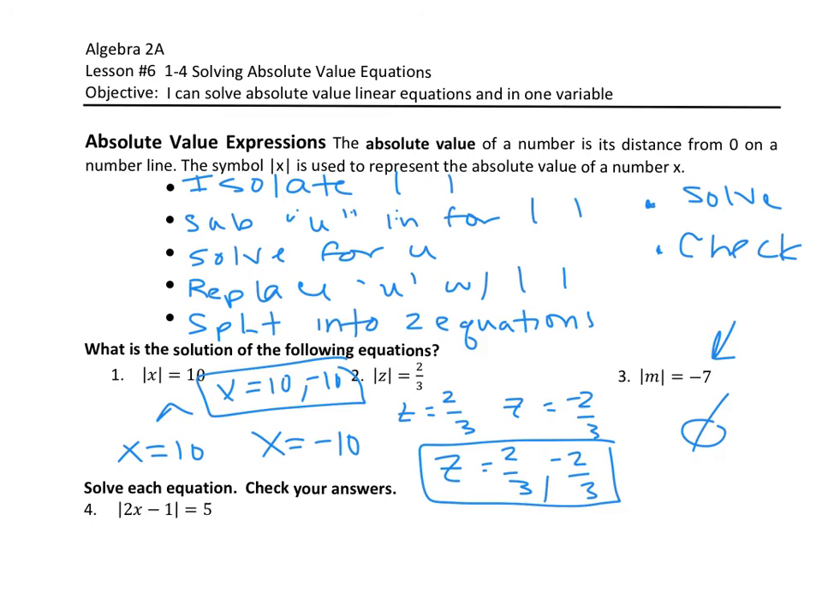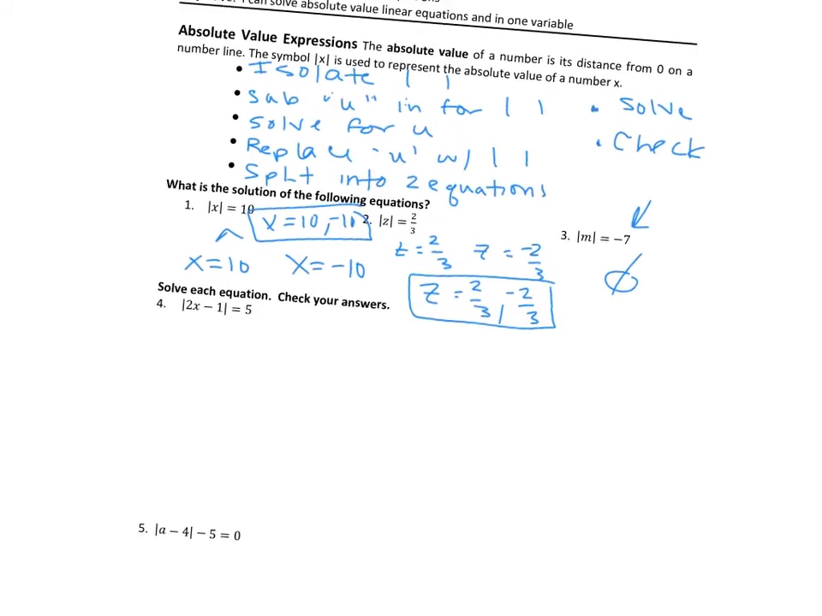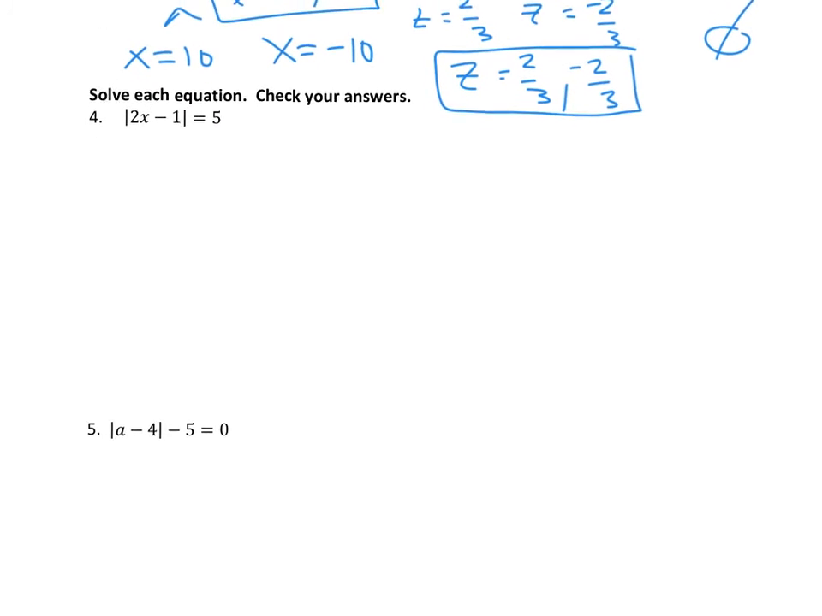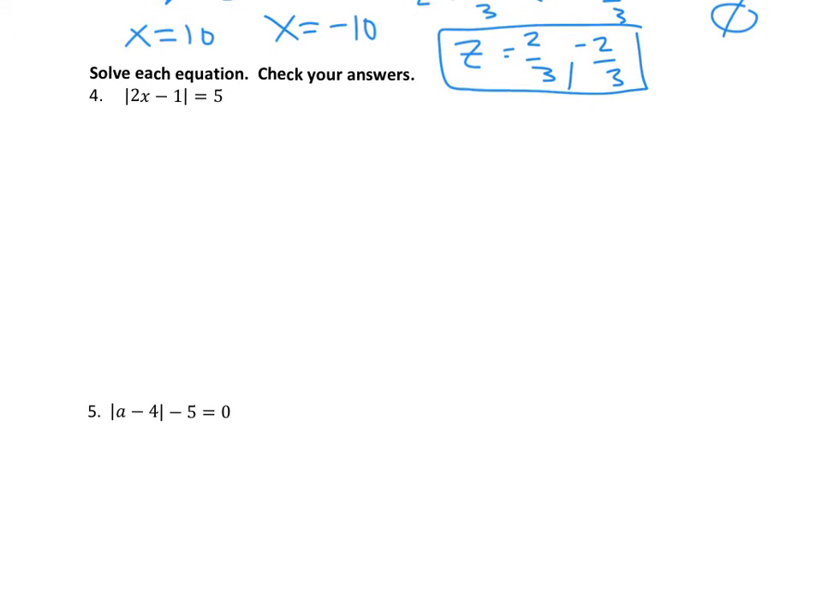Okay, so let's go ahead and move this up a little bit. What we're going to do is we're going to solve, and then we're also going to check. The first one, if you notice, the bars are isolated, so I don't need to put U in because they're already isolated. If I put U in for 2x minus 1, the absolute value of it, I substitute it right back in.